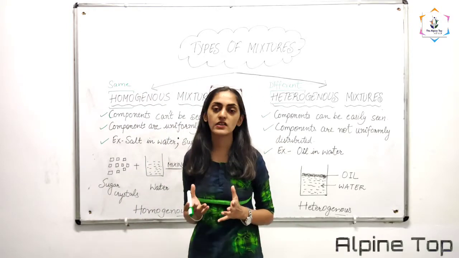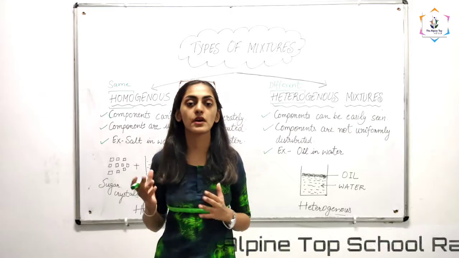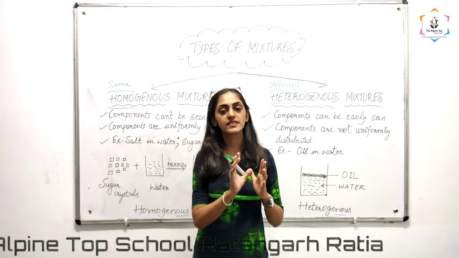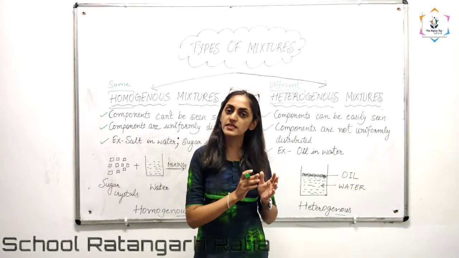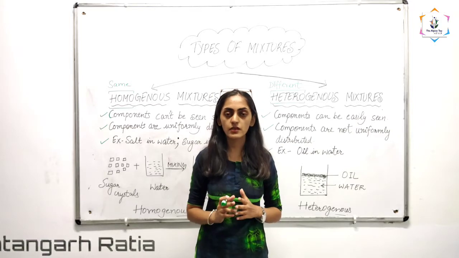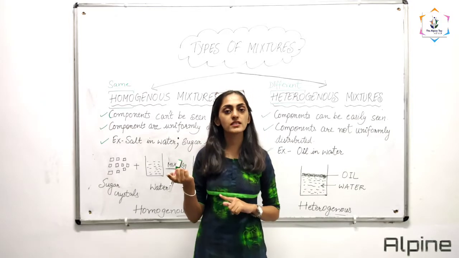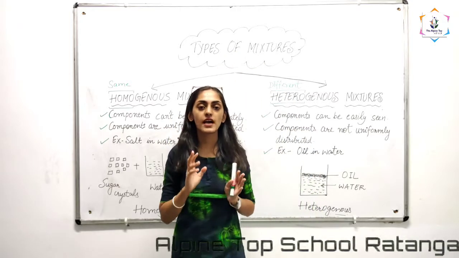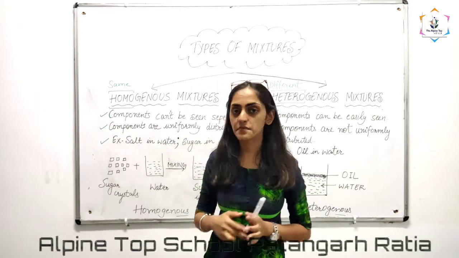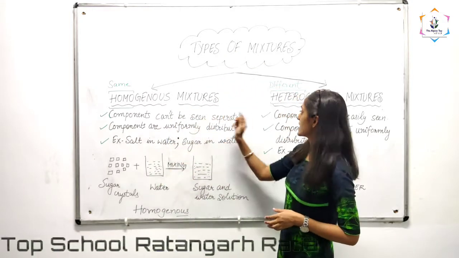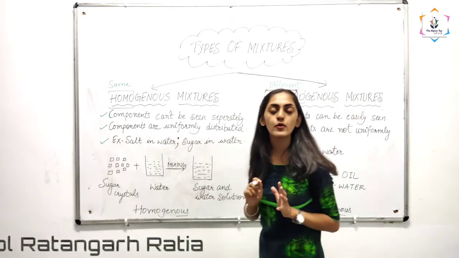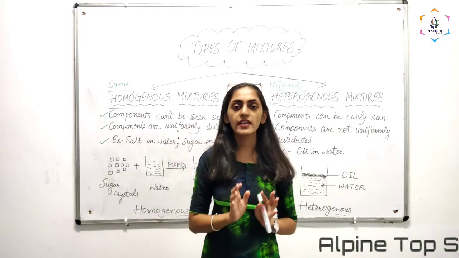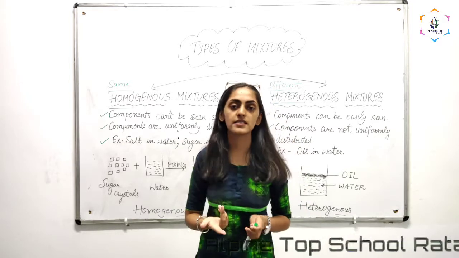You all know that there are some pure substances and some impure substances. In the pure substances category come elements and compounds, and in the impure ones come the mixtures. Mixtures are basically of two types, homogeneous and heterogeneous. Every word has a meaning in itself.